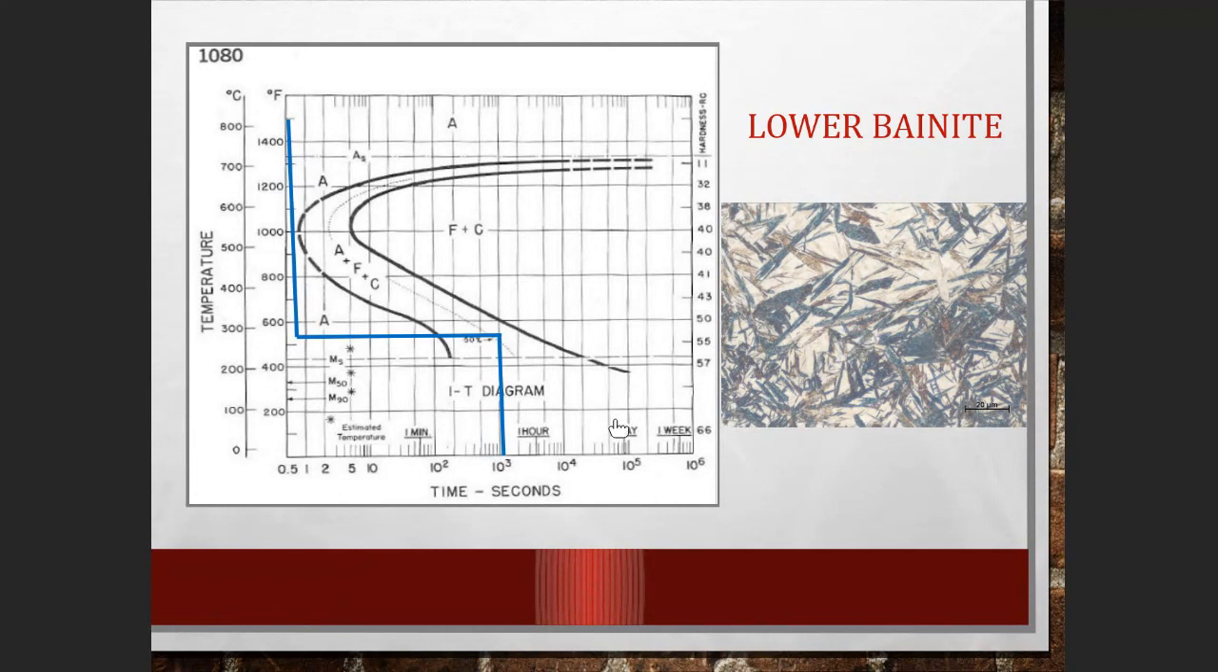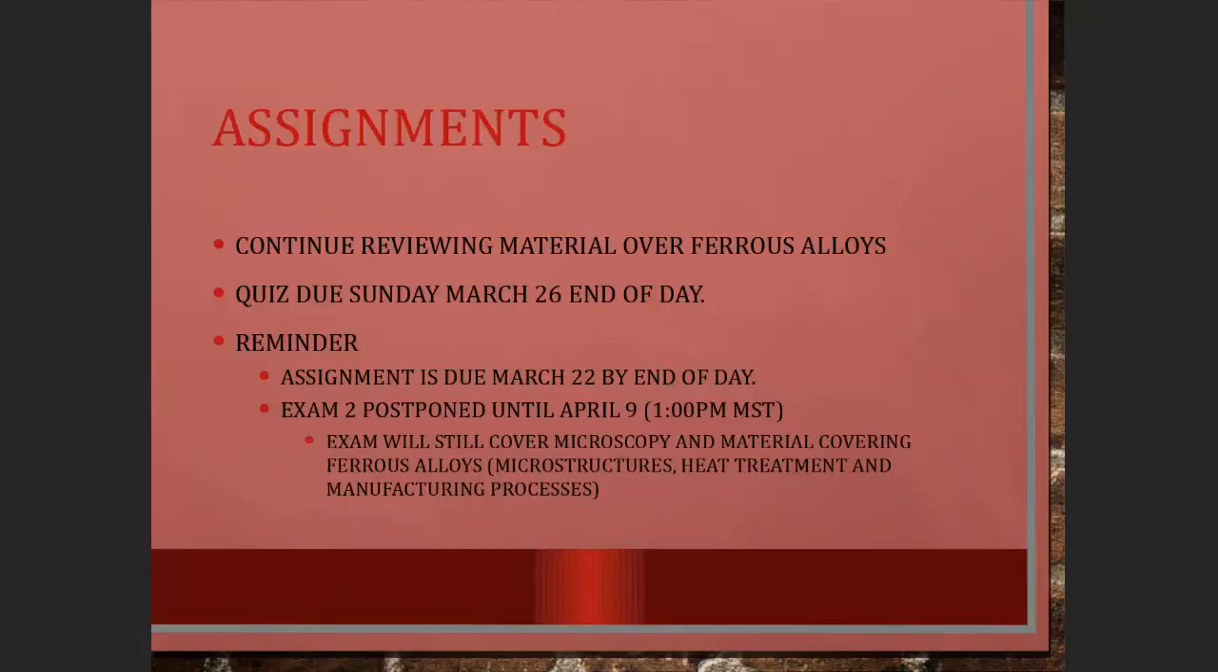So those are your types of heat treatments associated with an IT curve, not the phase diagram, that would give you these microconstituents in the microstructure. So for the assignments, please review the material over the ferrous alloys.